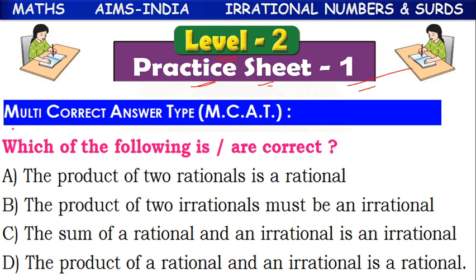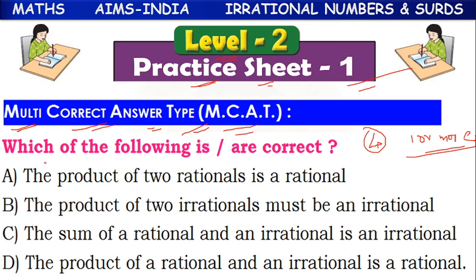So here the question type is multi-correct answer type. Multi-correct answer type questions means each question will have 4 options and the answers are one or more. We can have one answer or we can have more answers. If we have one or more answers, then it is considered to be a multi-correct answer type question.